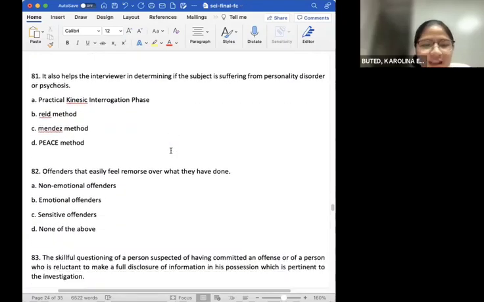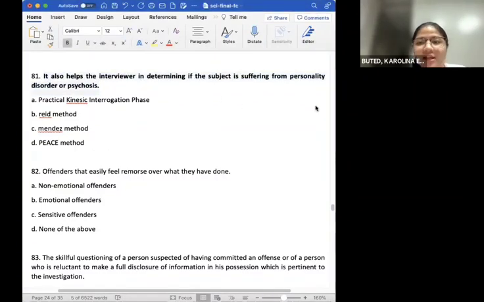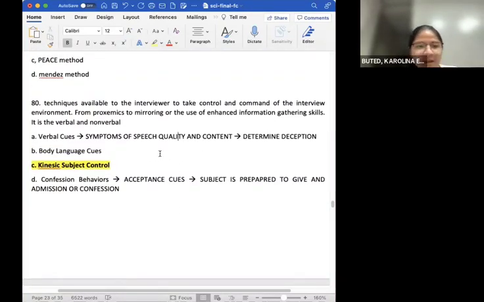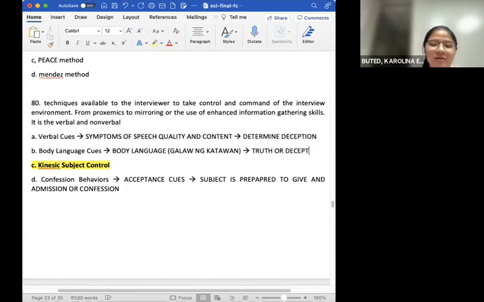Okay, number 81. Okay. It also helps the interviewer in determining if the subject is suffering from personality disorder or psychosis. Ano ang tawag natin dito para makita kung siya ay nag-undergo ng psychosis? Correct. Practical kinetic interrogation phase. Okay, sige, PSS. Ayan. Ito, symptoms naman ng kanyang body language. Okay, ang tinitingnan natin dito ay body language or galaw ng katawan, in order to determine kung nagsasabi ng katotohanan or hindi.